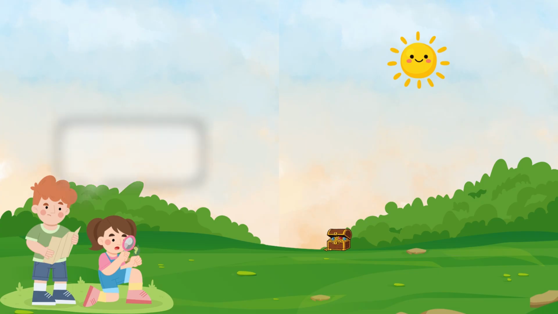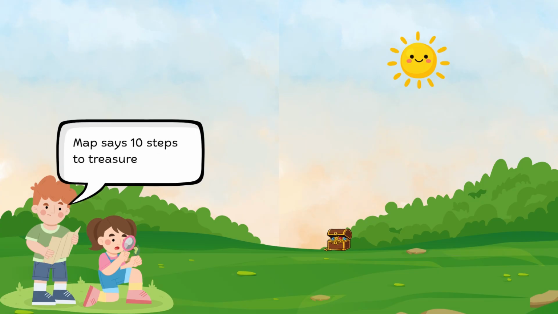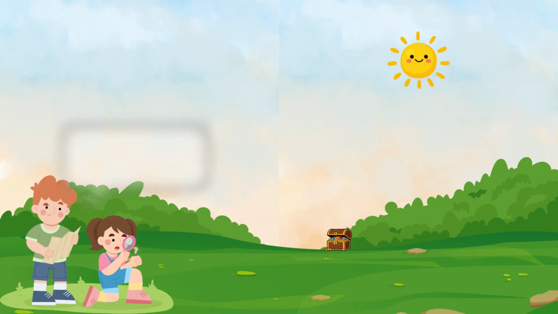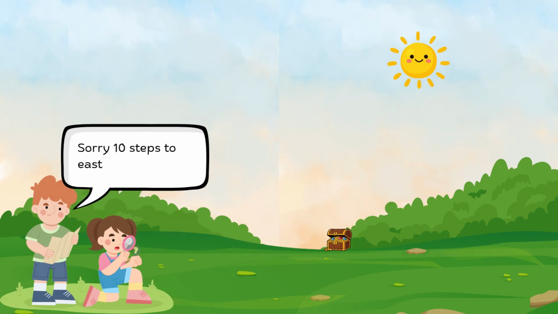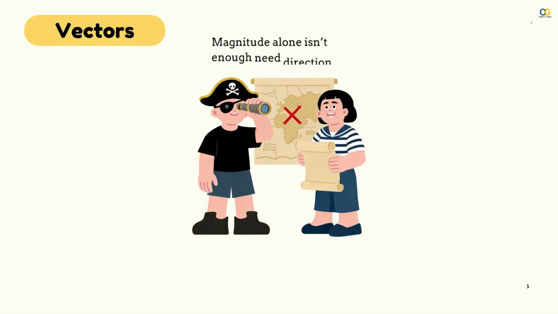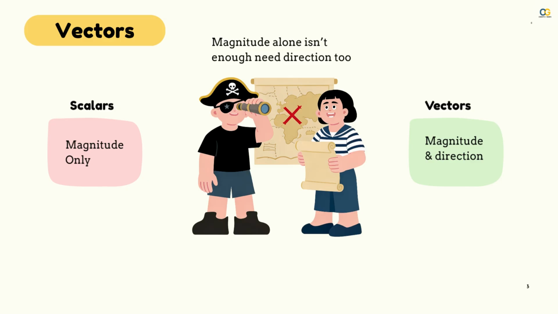One of them, Arav, says that the map says 10 steps to treasure. Riya was like, 10 steps? Which direction? Arav is like, oh sorry, 10 steps to east. And Riya says, that helps. Sometimes magnitude alone isn't enough. We need direction too. So scalars are quantities with only magnitude and vectors are quantities with magnitude and direction.